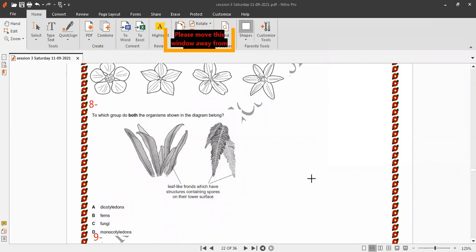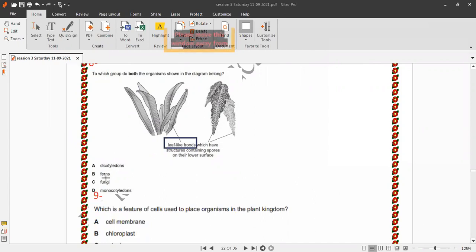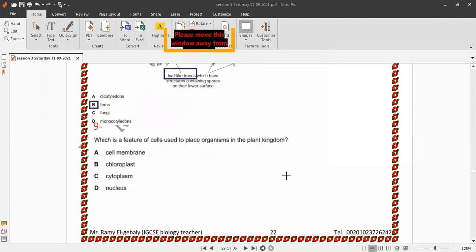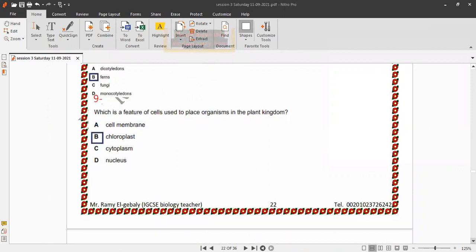Which group do both organisms shown in the diagram belong to? Look here. Leaf-like fronds, which have structures containing spores on their lower surface. It's B, ferns. The only question about ferns. Okay, which is the feature of cells used to place organisms in the plant kingdom? Chloroplast, yes. Because cell membrane and cytoplasm and nucleus are found in plants and animals.